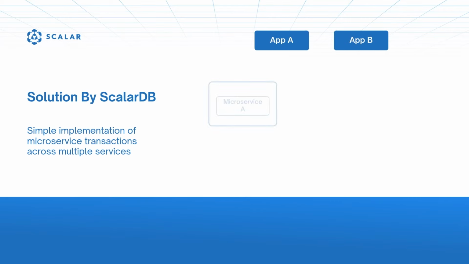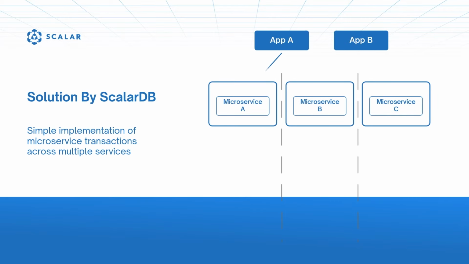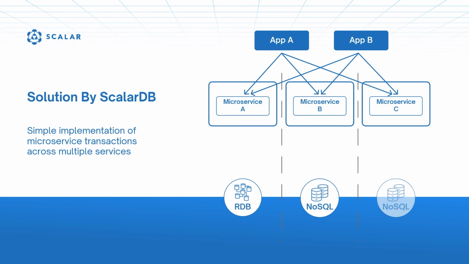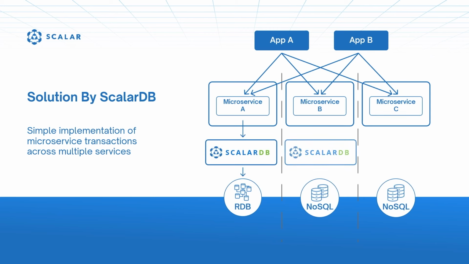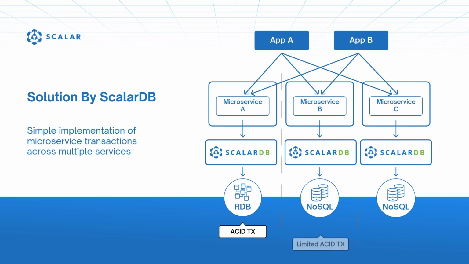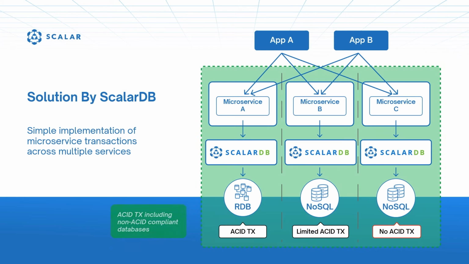ScalarDB makes it easier to implement ACID transactions across multiple types of databases. ScalarDB also provides ACID transaction functionality for non-ACID compliant databases, so you can use ScalarDB to run ACID transactions across multiple services, even if the underlying databases are different types of ACID compliant or non-ACID compliant databases. It also reduces development effort by eliminating the need to implement complex compensating transactions.